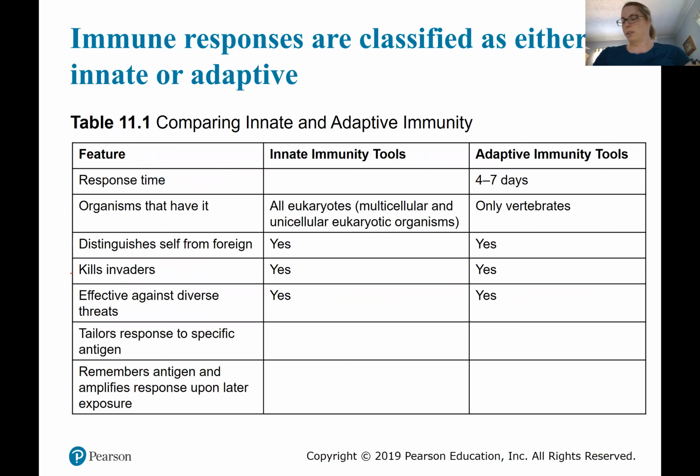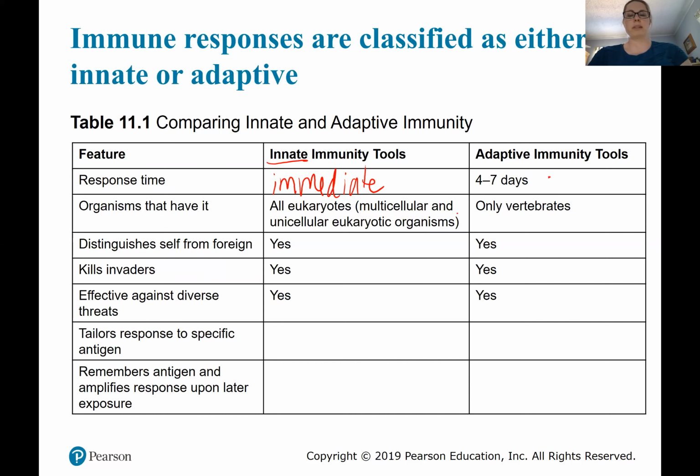So here's a really good chart comparing adaptive and innate immunity. You might want to highlight this one or put a star here so that you have it as you're moving ahead toward the next exam, because this one will be really important. So response time with innate immunity is immediate. Happens pretty quickly. Adaptive, 4 to 7 days.